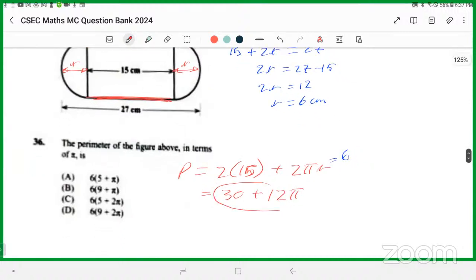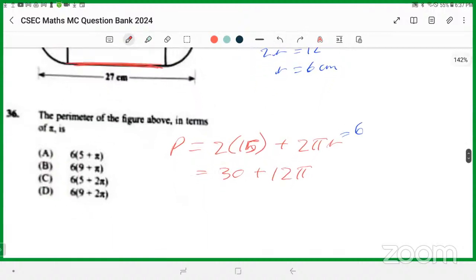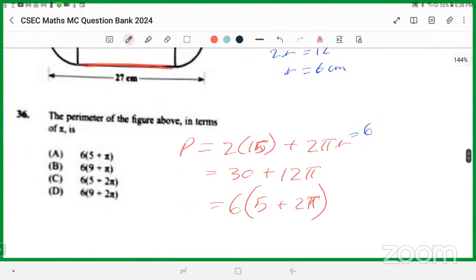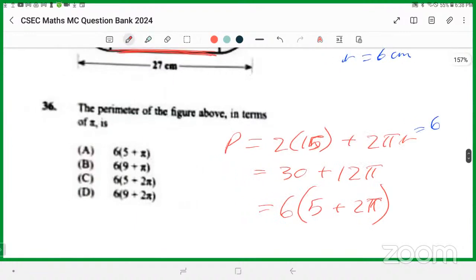Oh, but this answer is not there. Oh, we need to factorize out 6 from it. So we just need to factorize out 6. Factorize out 6 out of this, we're going to get 5. Out of this, we're going to get 2 pi. 5 plus 2 pi. See here, 6 into 5 plus 2 pi, this one. This one is the answer.